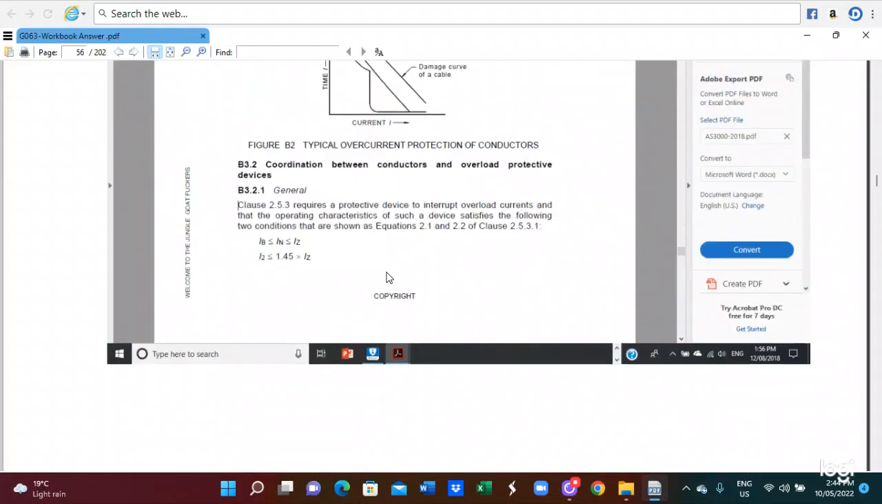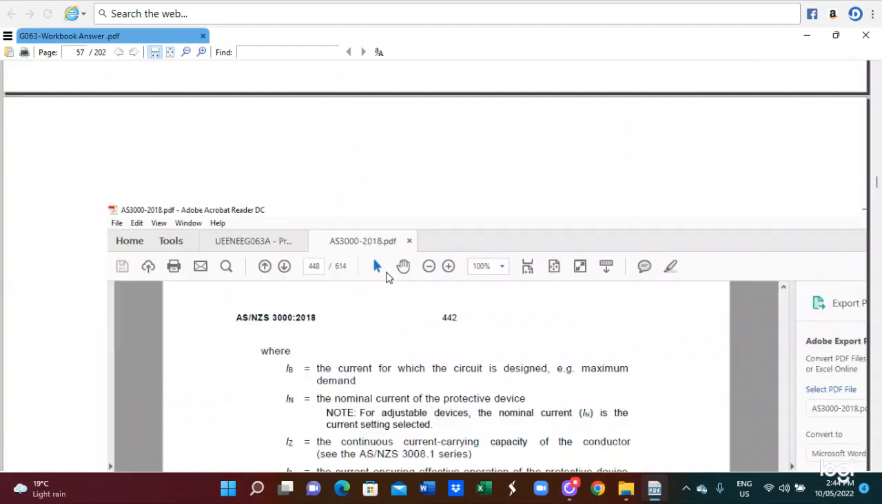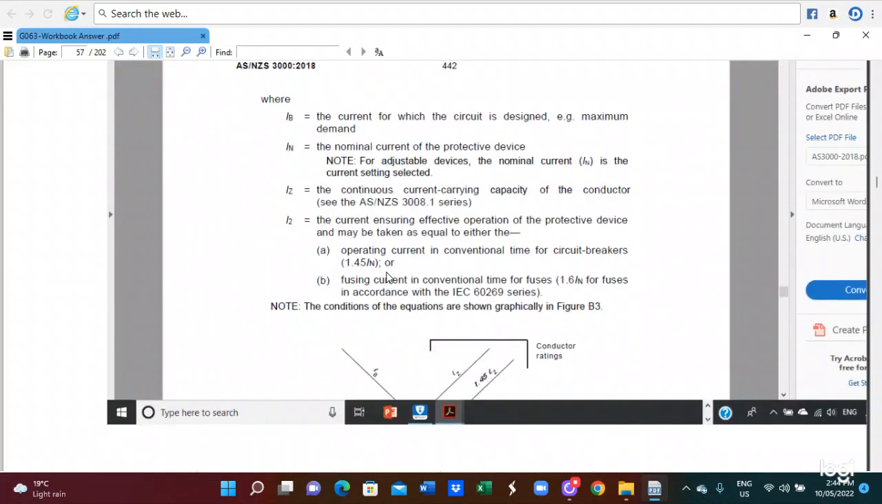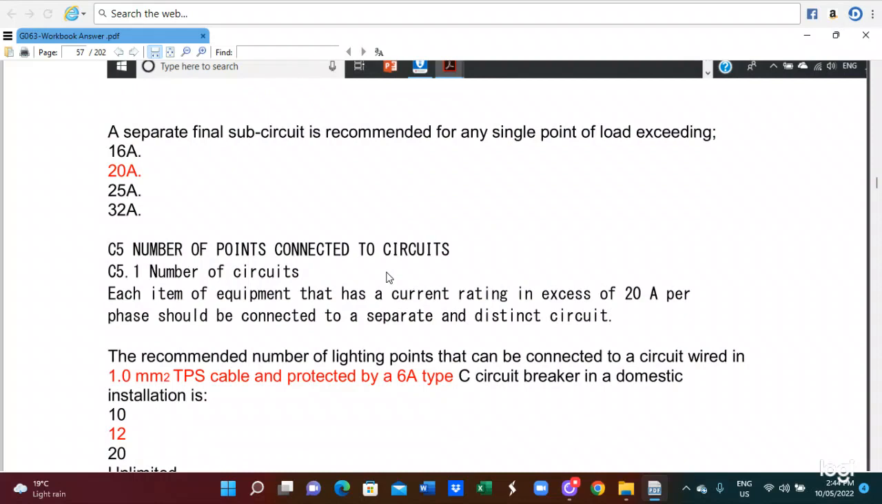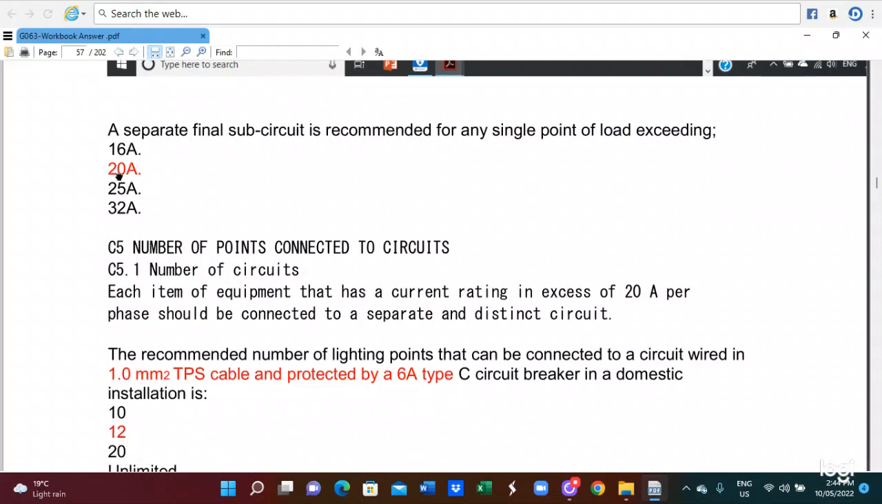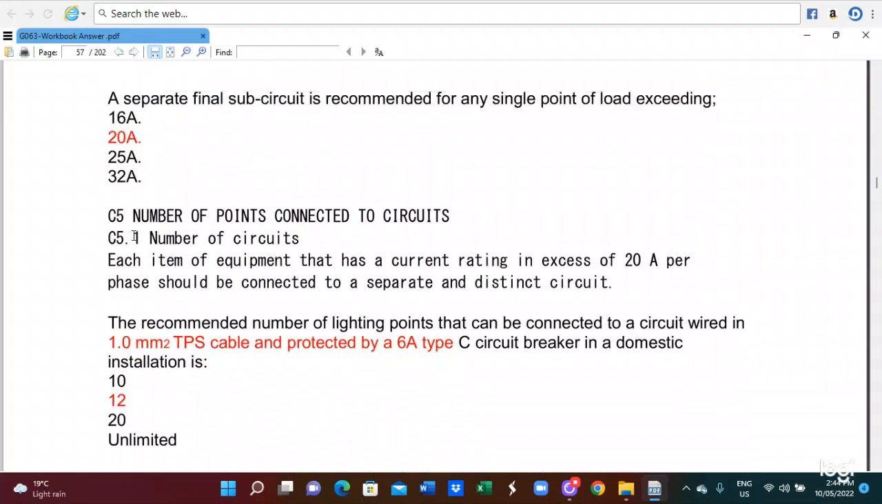This mentions the clause B3/2, as well as page 442. A straight final circuit is recommended for any single point exceeding 20 ampere, because they mention the number of points connected to the circuit. The answer is that each item of equipment with a current rating of more than 20 ampere should be connected to a distinct circuit. This means a straight final circuit is recommended for any point or load exceeding 20 ampere. If the current is more than 20 ampere, you have to use a straight final circuit.